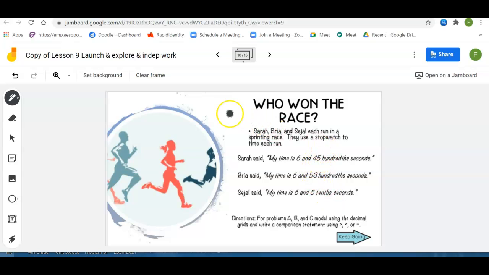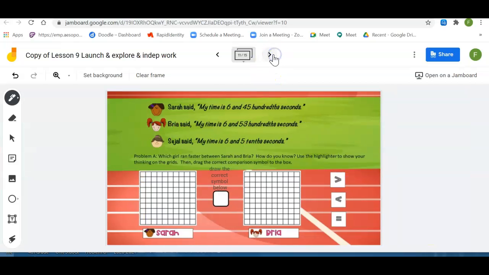So remember, when you're running a race, the first person to get there is going to be the winner, and the first person to get there is going to have the smallest time. They're going to have the shortest amount of time. So the smallest amount of time in a race is going to be the winner, and the person who has the largest amount of time is going to be further down in the race. All right, so go to your next slide.